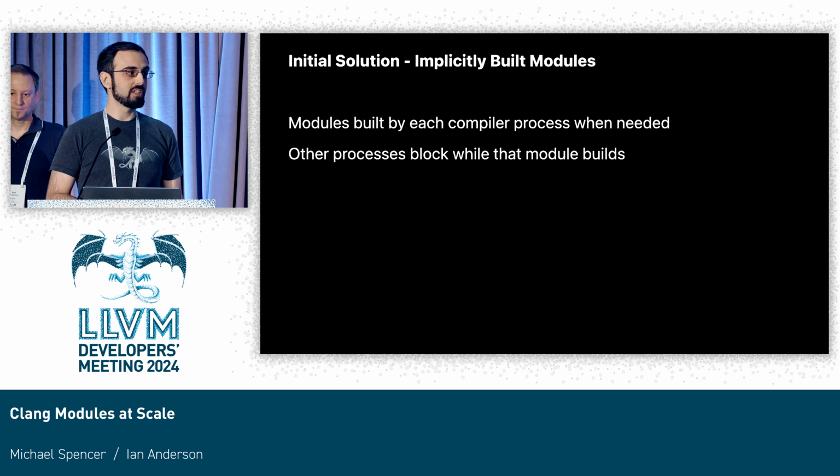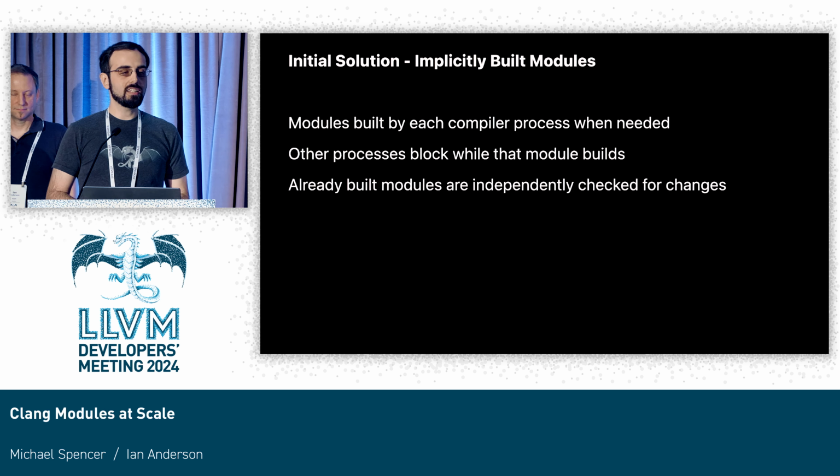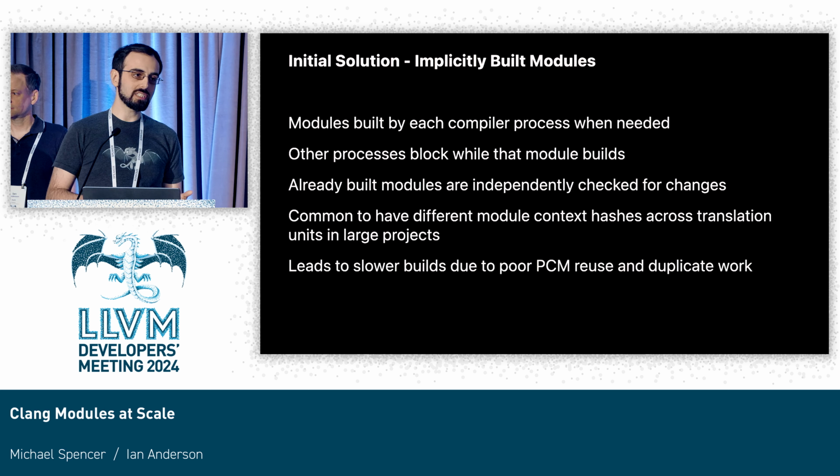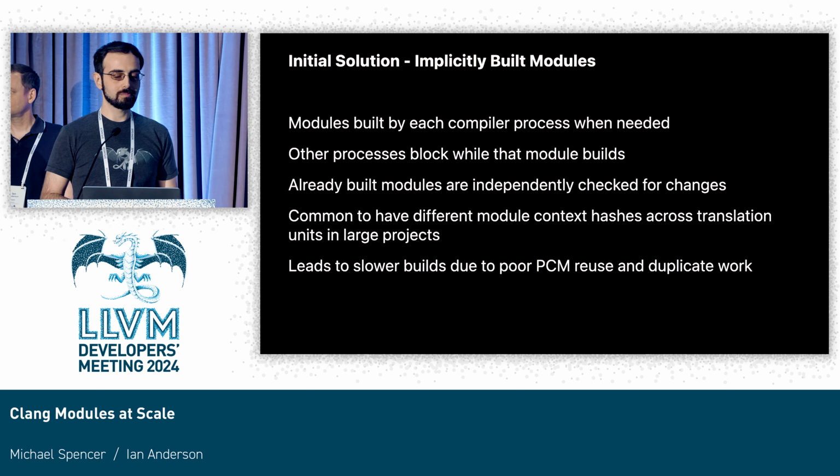And if the module is already on disk, it's already built, then each Clang process needs to actually check to make sure: did any of the input files to building that module change? Because if they did, then we need to rebuild. And it's really common to have different module context hashes across translation units in a large project. So you can end up with lots of variants. And this leads to slower builds due to poor PCM reuse and this duplicate verification work.